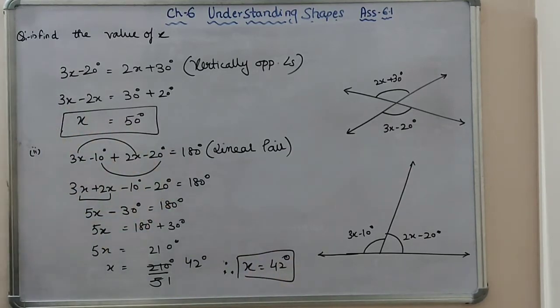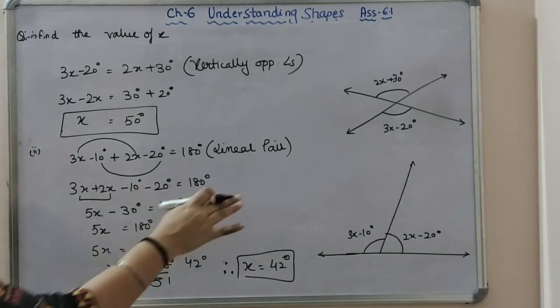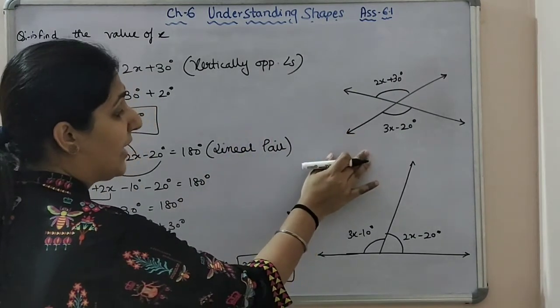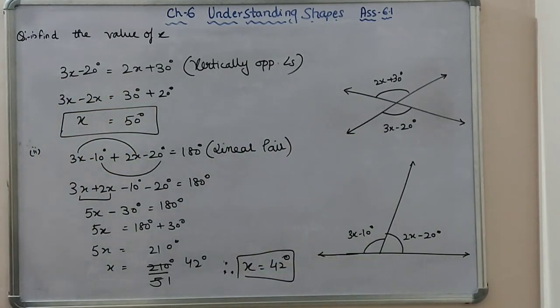Hope you have understood. In both these examples, in one figure we were having vertically opposite angles and in the other one we have a linear pair.